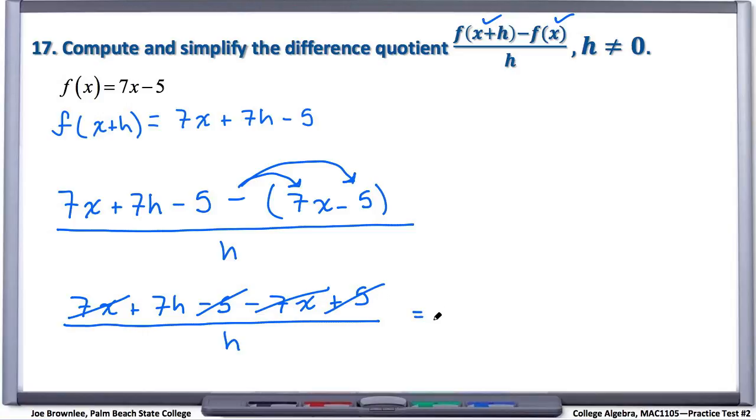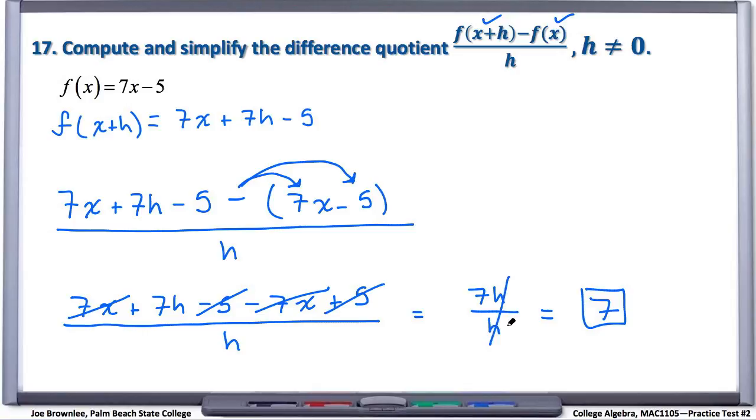And so we're left with, in our numerator, the only term is 7h, and our denominator is h. And now we can see these h's cancel, and so we're left with just a positive 7. So the difference quotient for 17 is 7.